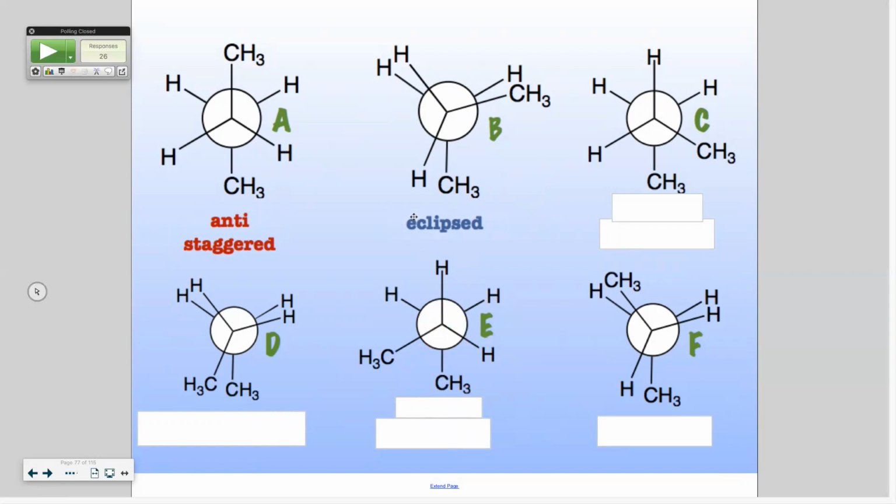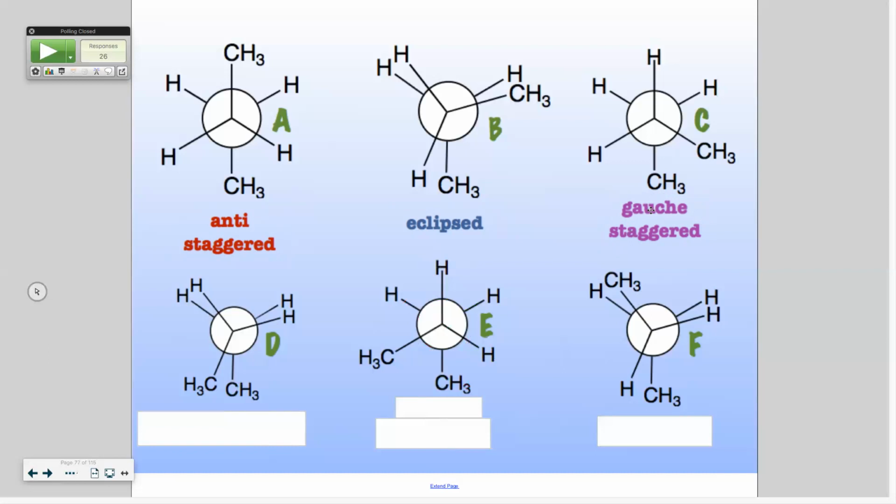So when I move for C, I am once again staggered. But what else am I? What is the other word? What are these two methyls to each other? What degrees? Gauche. Very good. Gauche.